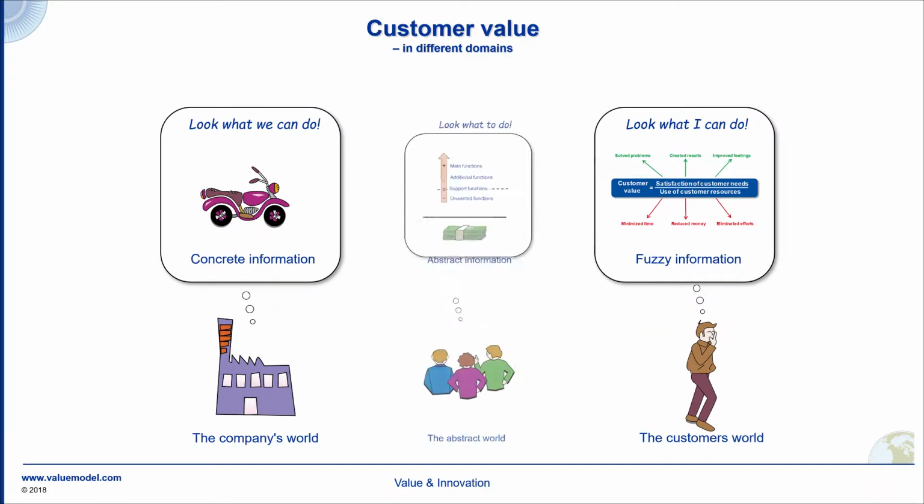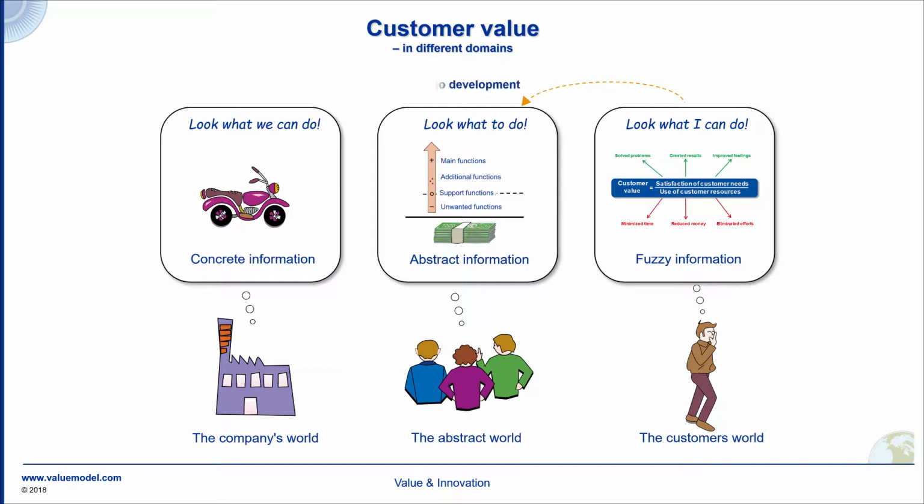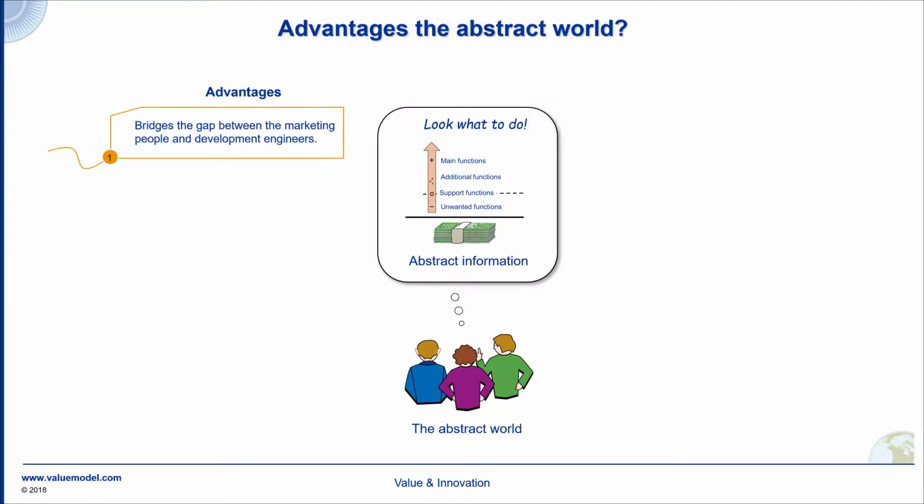The functional domain and its abstract language is the best way to bridge the gap. To establish this stepping stone between offers many advantages. It will establish a language and platform that simplifies the exchange of information between marketing people and development engineers. It's the only way to make customers' value measurable, and customer value is the most important metric for all organizations to grasp.